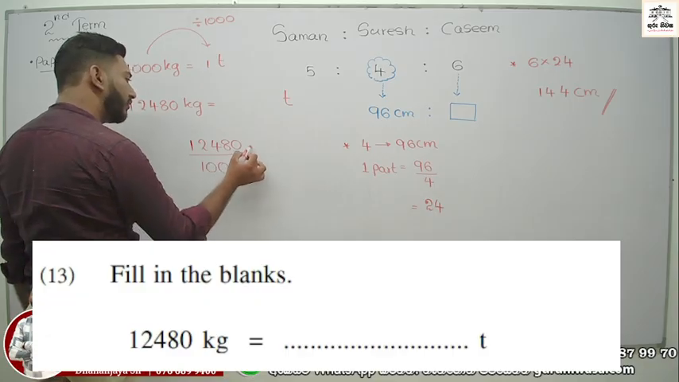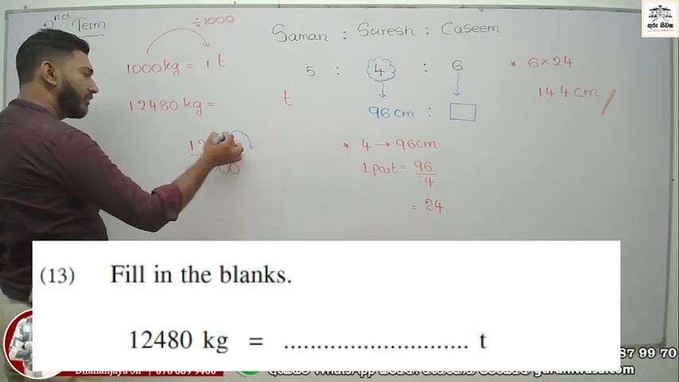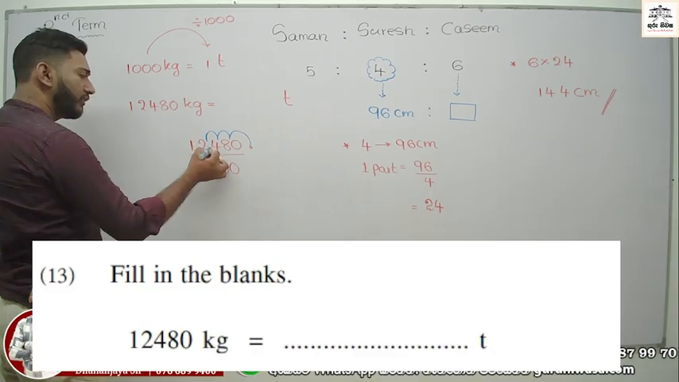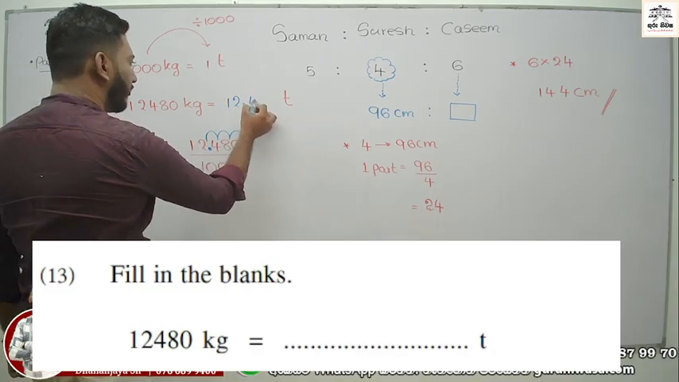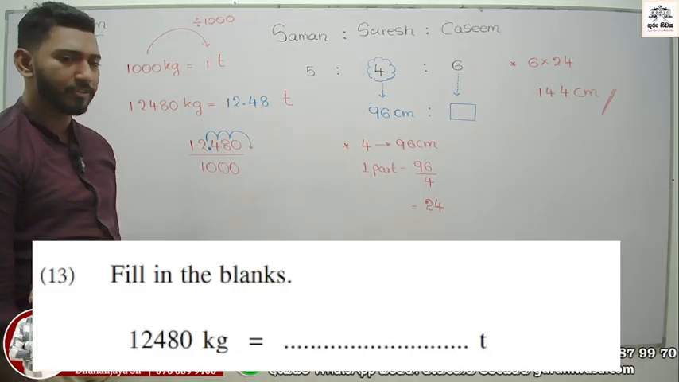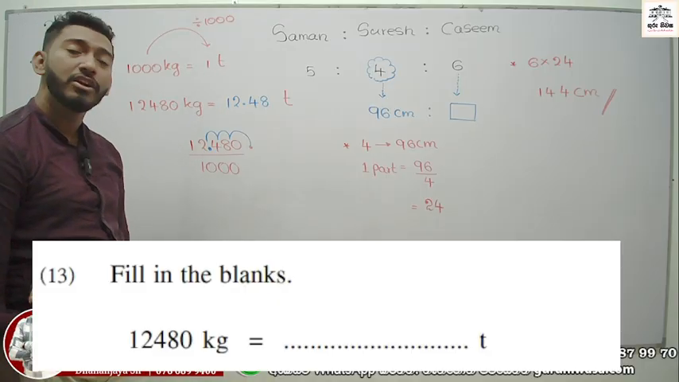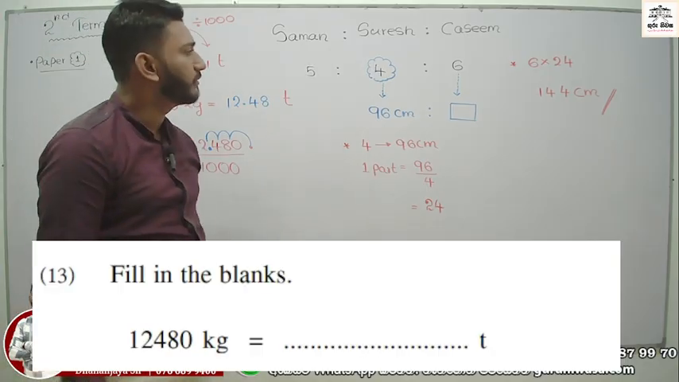Now this is the decimal point. I'm going to move it 1, 2, 3 places. Now the answer is 12.480. The last zero is not needed. Therefore, the answer is 12.48 metric tons. We call them tons.